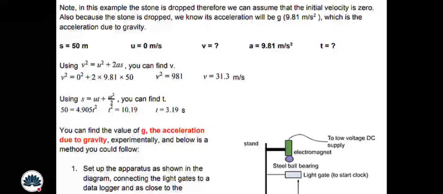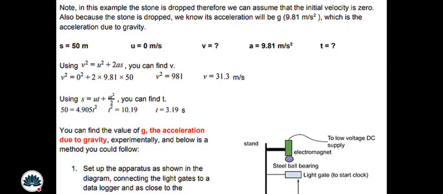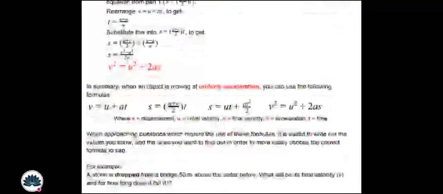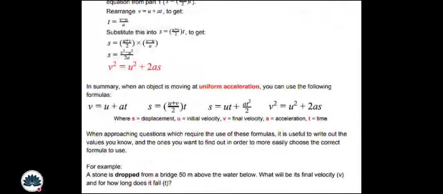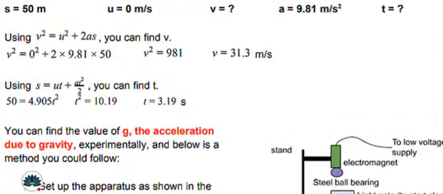So now you can use v squared is equal to u squared plus 2as, because in this formula t is not written, so it is much easier for you to find v. Now the first formula, v is equal to u plus at, you obviously cannot use, because you do not even know the value of t. Once you know t, you can use it, and if t was given, you can use both of these formulas. You can find v. So the value for v is 31.3 meters per second.